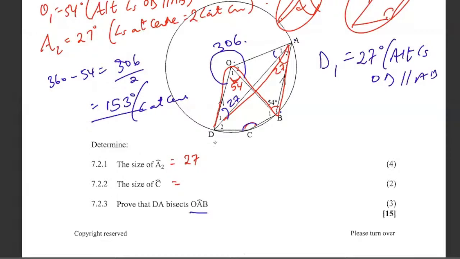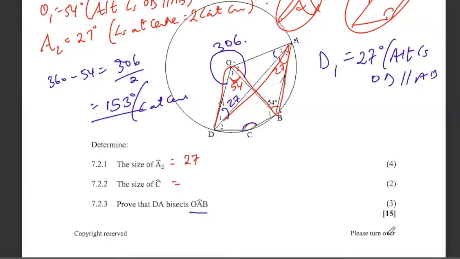and we know, what else do we know? It should be straightforward.